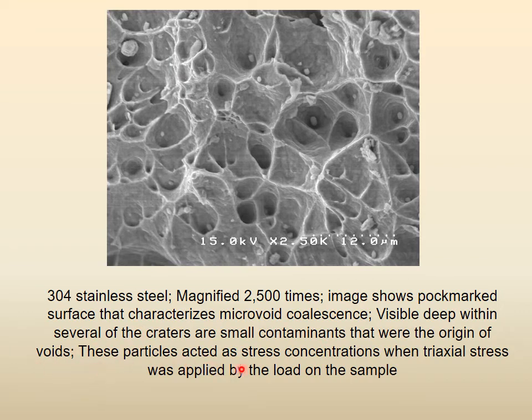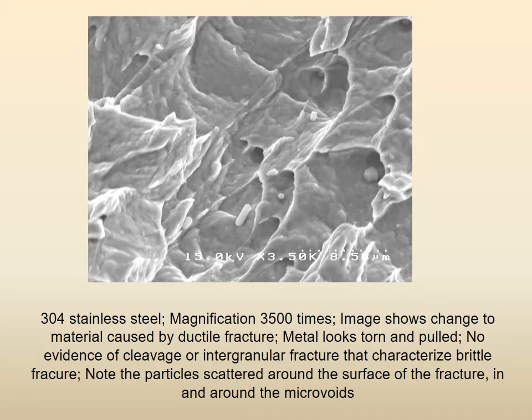These particles acted as stress concentrations when triaxial stress was applied by the load on the sample, right? So contaminant is impurity, crater is a small hole, right? Pockmarks are, you see on some faces of people on the cheeks, there are small marks, they are called pockmarks. So call them dimples, call them pockmarks, call them very small craters, they all mean the same words.